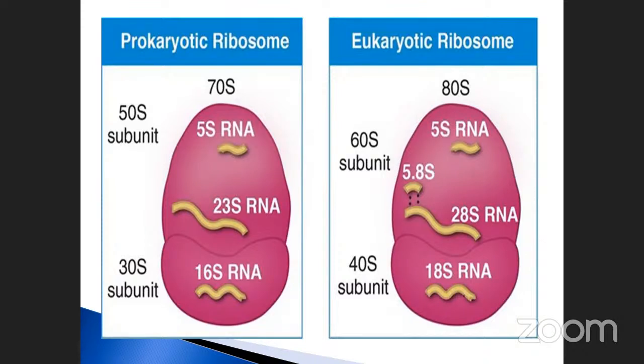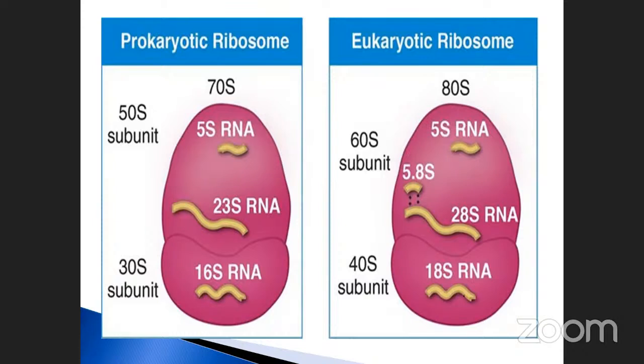Here, how many RNA molecules are present in prokaryote? 2 RNA molecules, 5S RNA and 23S RNA. Here, the large subunit has 3 RNA molecules: 5S RNA, 5.8S RNA, and 28S RNA. So here 3, here 2. But in the small subunit, only one variation is there. What is that? Here 16S is there, here 18S is there. Are you clear, my dear Ajay, in this part?